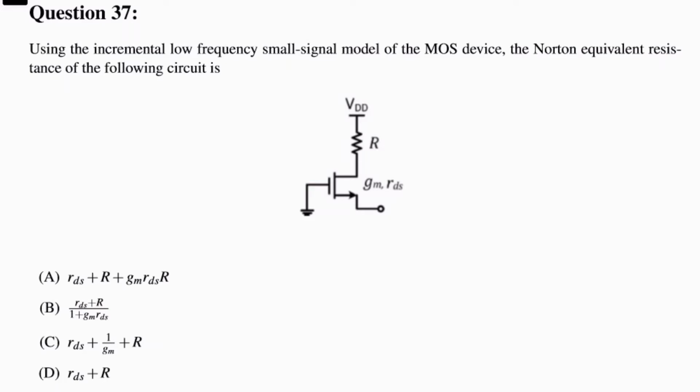In this problem, we are asked to consider gm and rds, that is the drain to source resistance and the transconductance of the MOSFET in its small signal model. And we are asked to look into the source and find out what the Norton equivalent resistance is. Of course, this is also small signal, right? We will need to know what it is in terms of the resistance R, gm and rds.